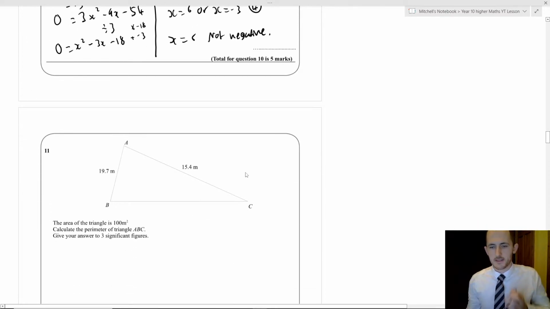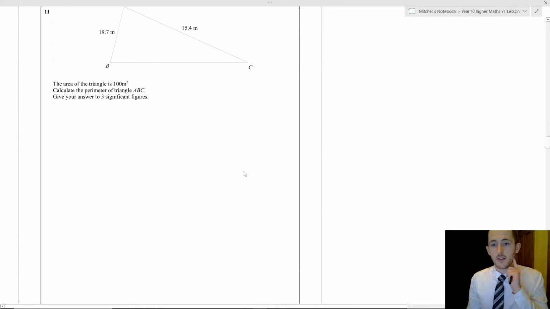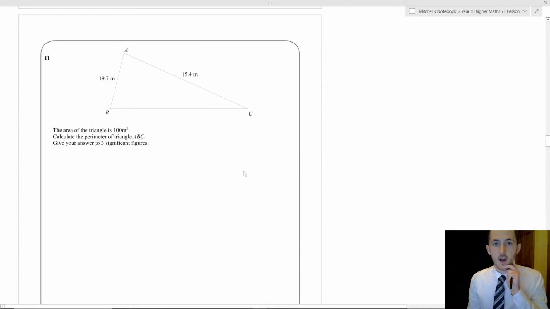Perfect. Yeah, so the only other style of question that you can find is something like this. Calculate the perimeter of the triangle, okay? So I'm going to go through the area right after this. It's really not that tricky. Calculate the perimeter of the triangle. All you need to do is work out this third side here, okay? So they give us the area of the triangle.